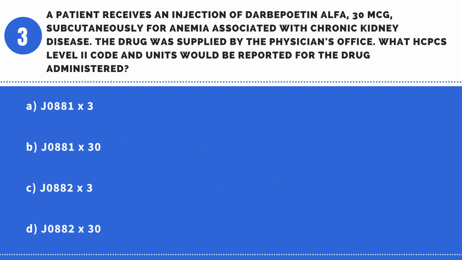Question 3. A patient receives an injection of darbepoetin alpha, 30 micrograms, subcutaneously for anemia associated with chronic kidney disease. The drug was supplied by the physician's office. What HCPCS Level II code and units would be reported for the drug administered?